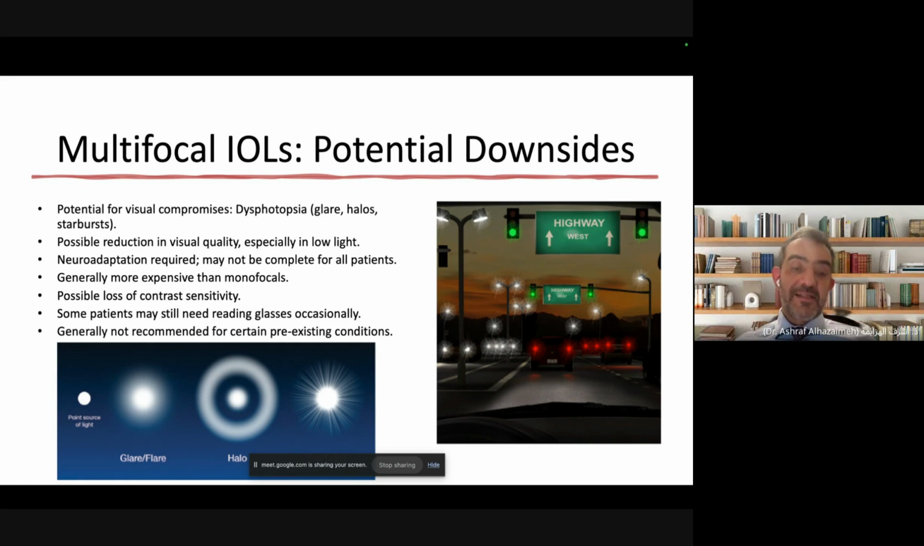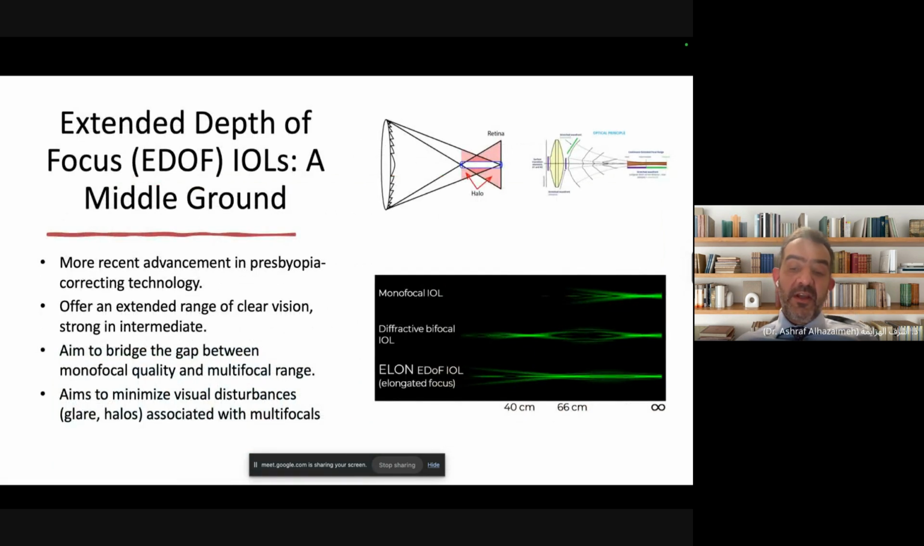And we will discuss later how to choose a patient who should end up with the least amount of these photopsias. The other issue with these lenses is that they could not give excellent vision at low light, like reading under dim light, and they have issues with contrast sensitivity. That's the trade for the multifocal IOL.